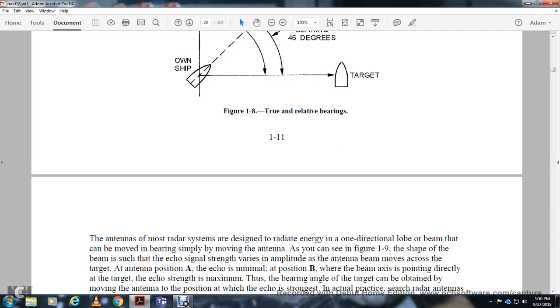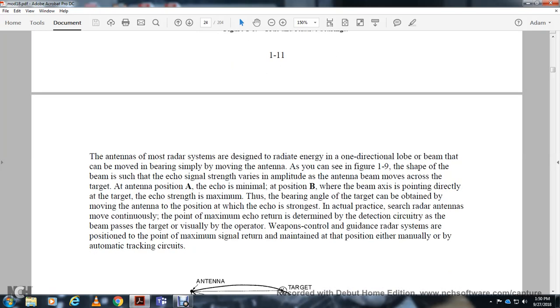The antenna of most radar systems is designed to radiate energy in one direct lobe of the beam, which can be moved in bearing simply by moving the antenna.